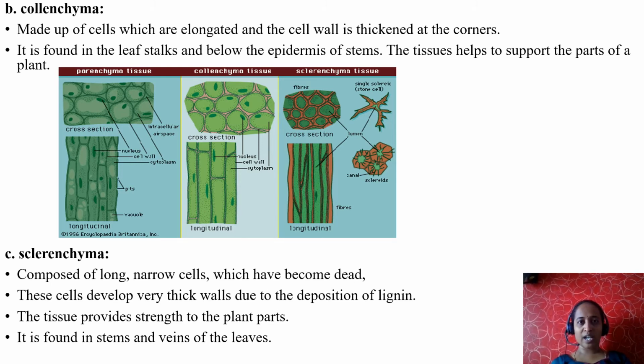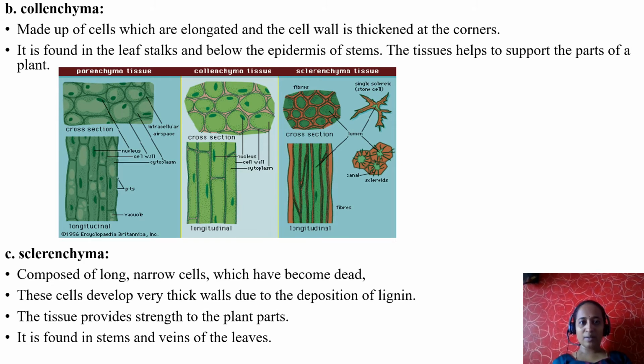Epidermis is the outermost layer. Below the epidermis you can see collenchyma. The tissue helps to support the parts of a plant. What is the main function? It gives support or mechanical strength to the plant body. The stem is always erect, always straight. Why? Due to the presence of collenchyma cells.